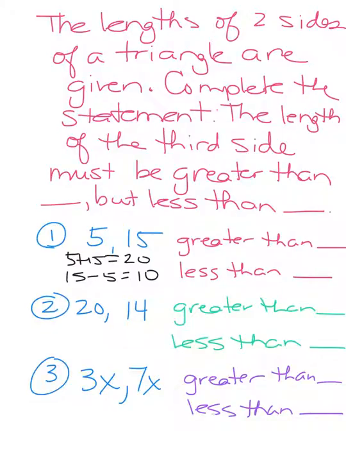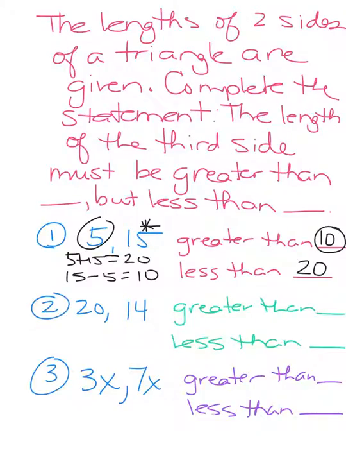If I take my lower value, I know that my missing segment has to be greater than 10. And how do I know that? Well, if I take 5 plus 10, that's going to give me 15. And I know I can't have it equal. It has to be bigger than that. So that's why it says greater than 10. 10.1 would work, as 10.1 plus 5 gives me 15.1. Any value greater than 10 will work. The other thing I have to do, at the same time, is make it less than 20, my other value.